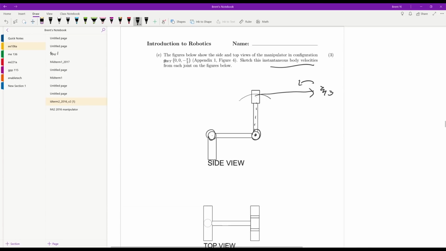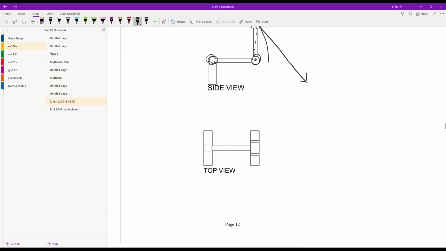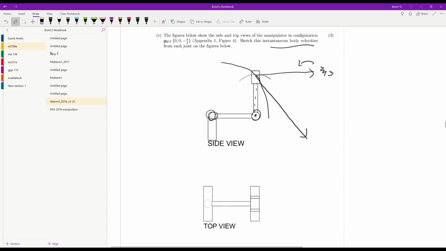And then for twist 2, we again draw a circle. This time it's like this, right? And that gives us a vector like this. Okay? For the top view, pretty much the same thing. We'll center a circle at the joint, pass it through the body, use the right-hand rule to figure out the direction it's going, and then draw a tangential vector. And then we'll label these just to be clearer. And then maybe specify the lengths, I guess.